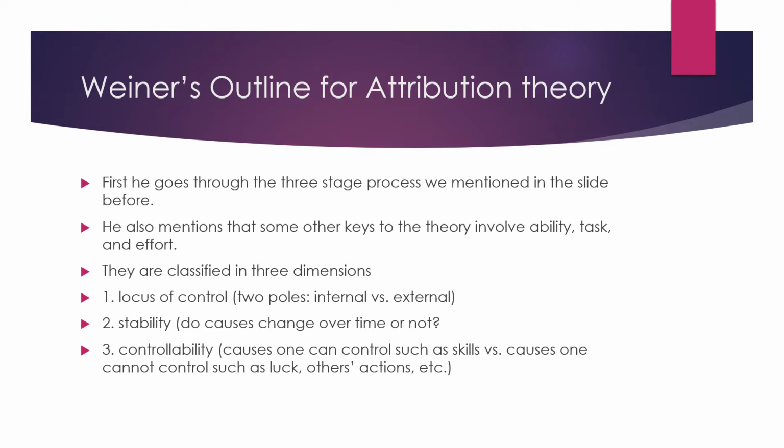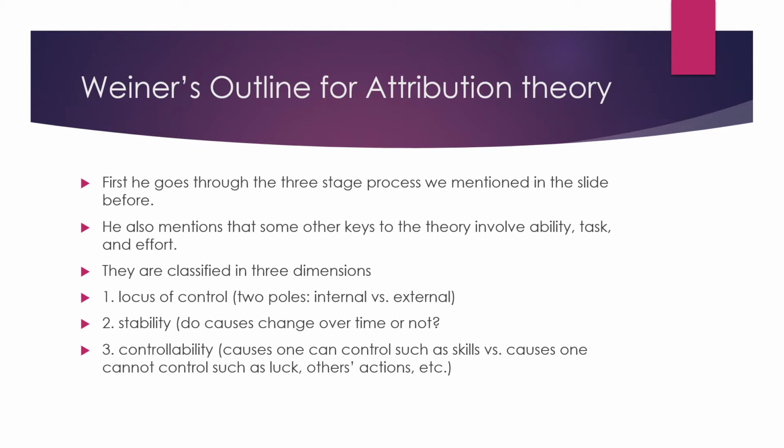And here's his outline for the attribution theory. First, he goes through the three-stage process, which we mentioned in the slide before. He also mentions that some other keys to the theory involve ability, task, and effort. And when I was reading up on the information, he said those are three out of the four things he really keys in on when he's observing people.